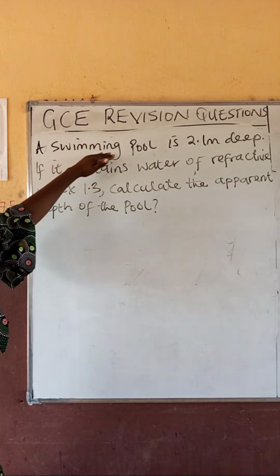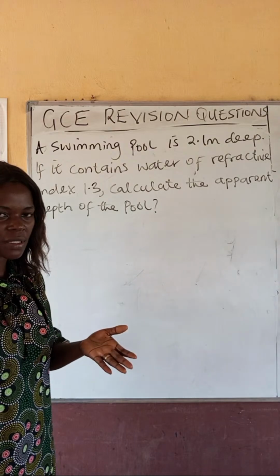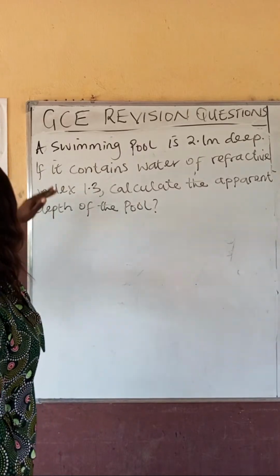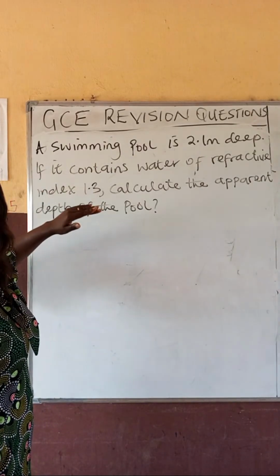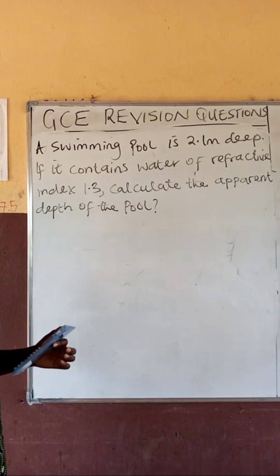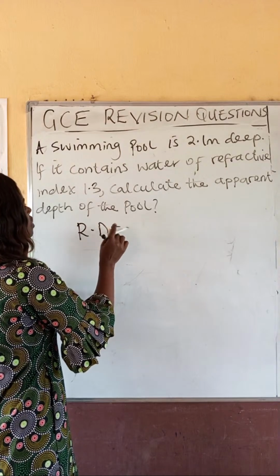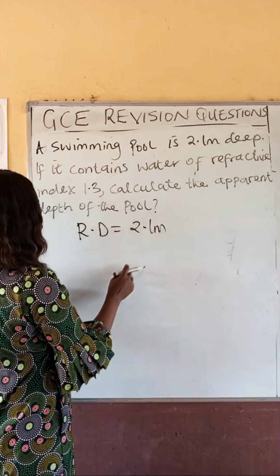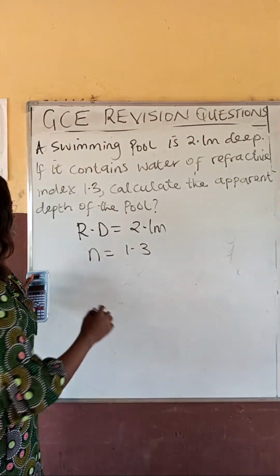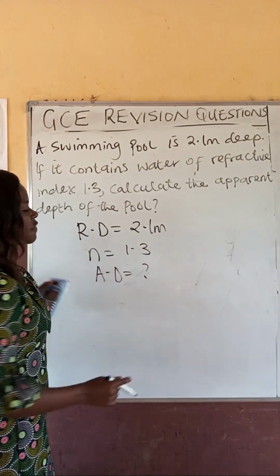A swimming pool is 2.1 meters deep. That is the real depth. When you measure it, you're going to see 2.1 meters deep. Now if it contains water of refractive index 1.3, calculate the apparent depth of the pool. How do we do that? Real depth is equal to 2.1 meters. The refractive index is 1.3. Then the apparent depth is what you are looking for, right?